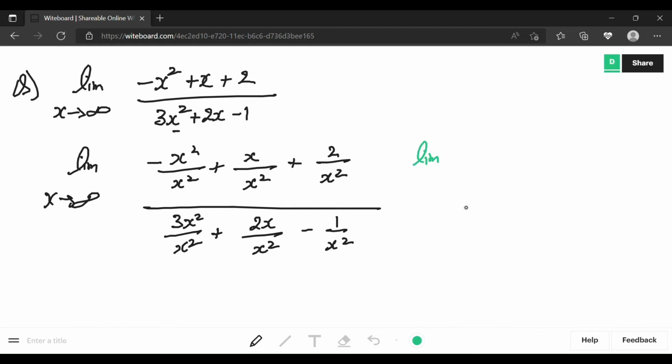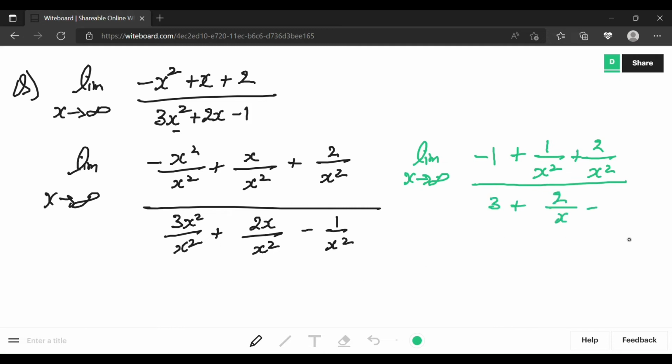Writing limit x tends to infinity, this becomes minus 1 plus 1 upon x and 2 upon x square, upon 3 plus 2 by x minus 1 by x square. Now when we apply the limit, we see the 1 upon x and 1 upon x square terms, they all will become 0. So we are left with minus 1 by 3. So the answer of this is minus 1 by 3. Minus 1 by 3, that's the limit.